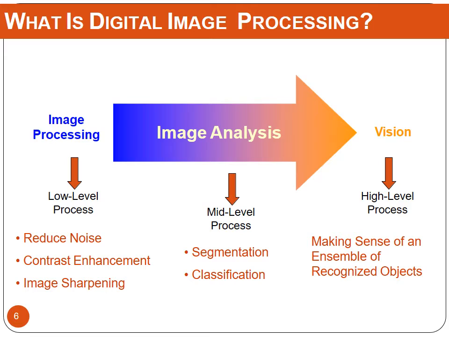Initially we consider the image and it is called a low level process. In this we reduce the noise, enhance the contrast, and then the image is sharpened. After that it is given to the mid-level process, that is segmentation and classification, and then finally it is given to the high level process, that is making sense of an ensemble of recognized objects.